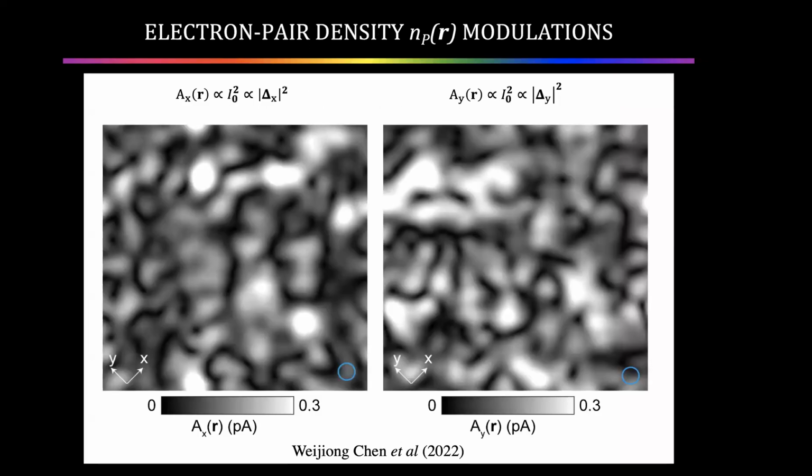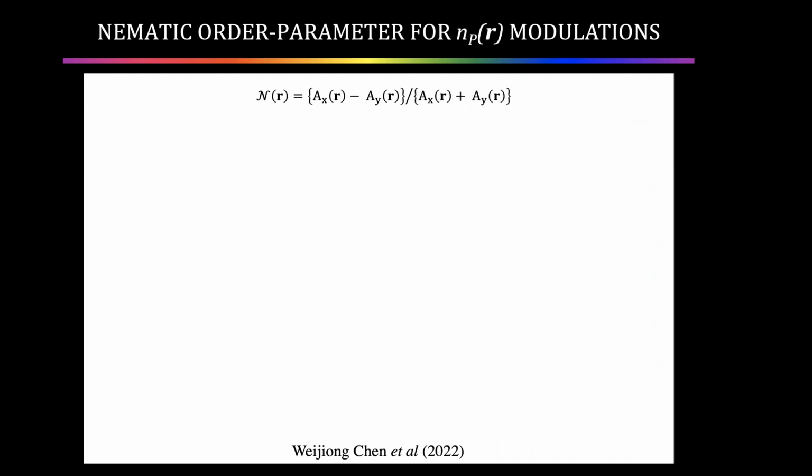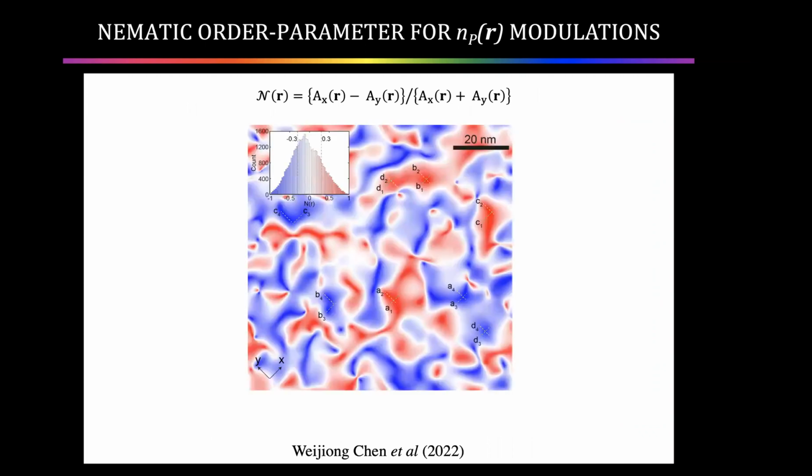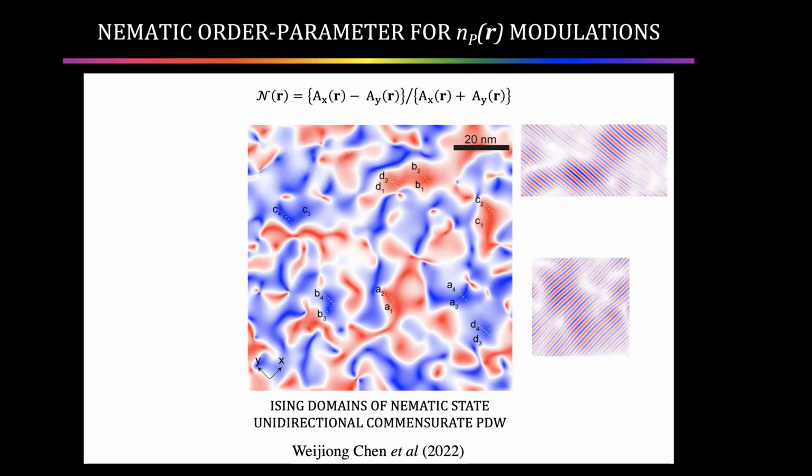And this is logical. It is the amplitude squared that we're subtracting. So AX minus AY over AX plus AY, it looks like this. It's got well-defined domains. The statistics are such that there are significant regions where the order parameter is near one, predominant modulations in one direction, or minus one, predominant modulations in the other direction.